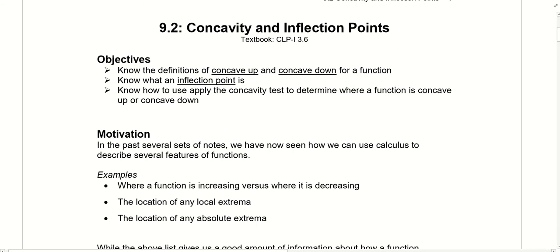In this video, we're going to talk about the 9.2 notes, which is all about concavity and inflection points. So we talked very briefly about concavity back when we were introducing the second derivative test back in topic 8, but now we're going to go actually into detail about what concavity is, so concave up and concave down. We're going to define what those are.